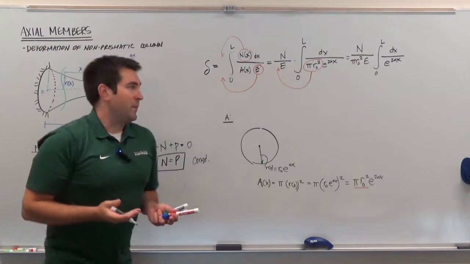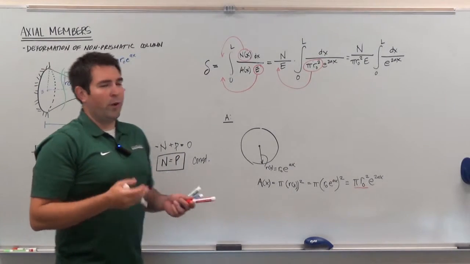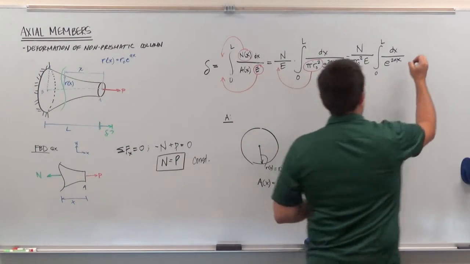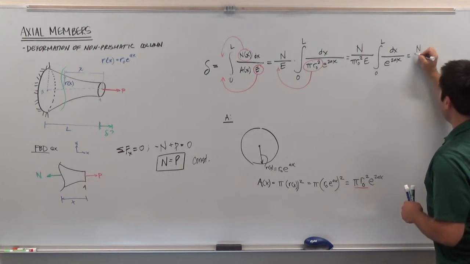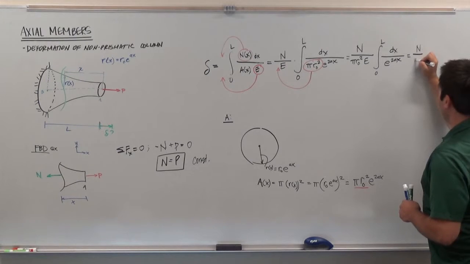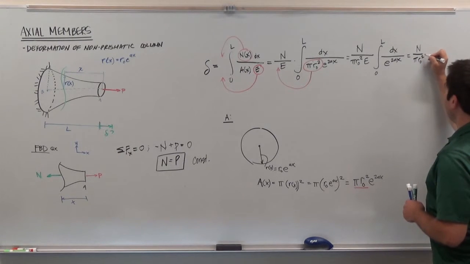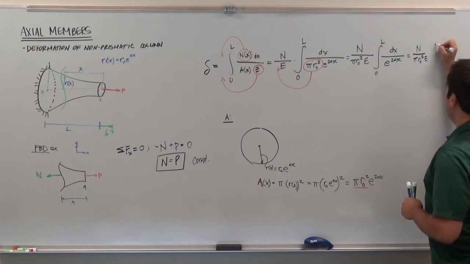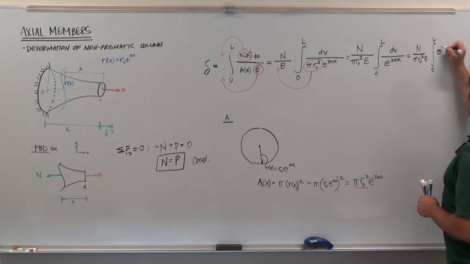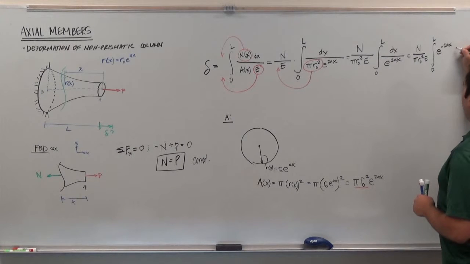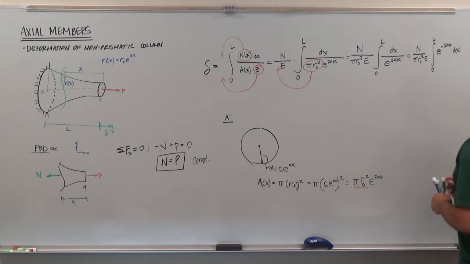And if you wanted to try to simplify it even more, again, it's still a relatively straightforward integration, especially with a table. You could rewrite this if you wanted to as n over pi r naught squared e times the integral over the entire length of e to the minus 2ax dx. Either of these forms are relatively straightforward, especially with the integration table.